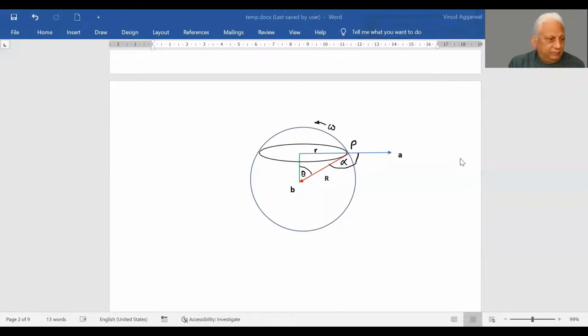There is another very peculiar phenomenon related to circular motion. We have our Earth here, and let us say there is a point P here. Now, since the Earth is rotating, will it have any effect on apparent gravitational force? Why should it change?